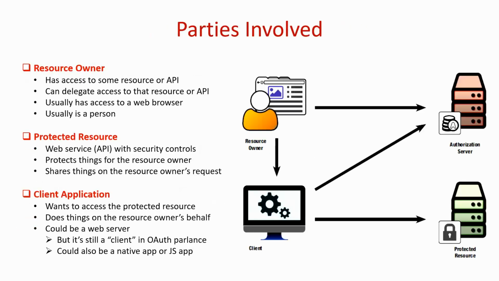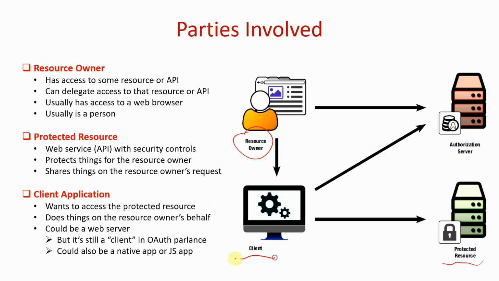Now, to understand how it works, we first understand what the parties involved are. First of all, there is the resource owner. This is you in this case, someone who owns certain credentials, someone who has access to some resources or API. And there is the protected resource. The protected resource is the one that stores things on behalf of the resource owner.